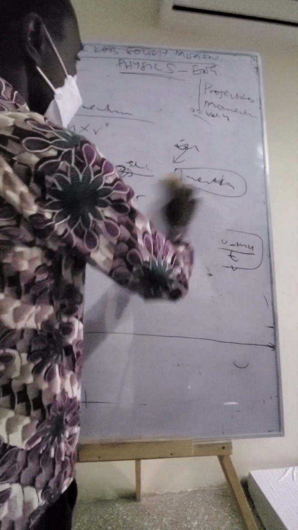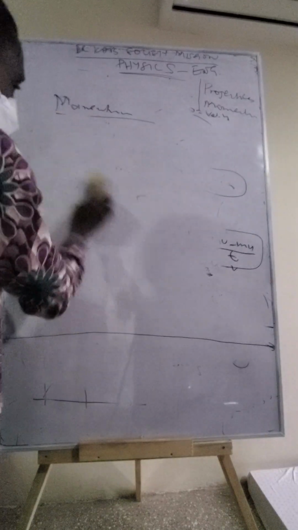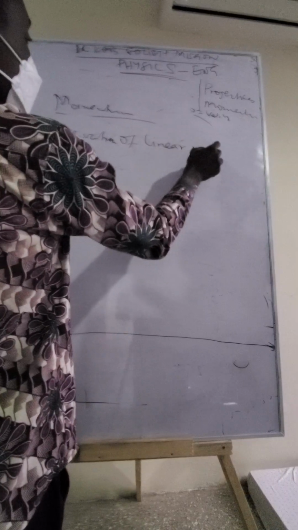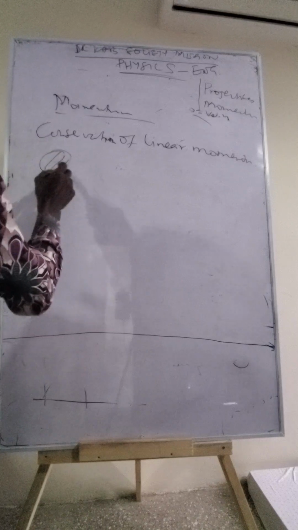Now let's look at momentum, and then we move on to the next chapter. Having gone through momentum, we have what we call conservation of linear momentum. So what we say is, let's say we have this body, then we have that body.